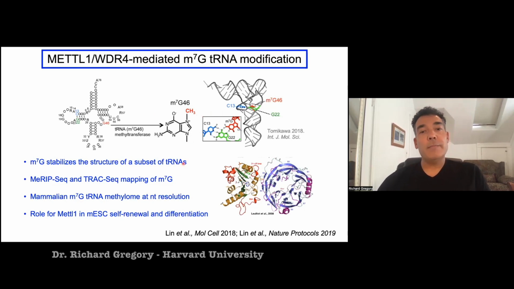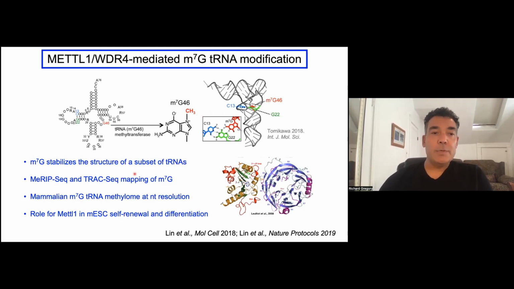And so very little had been done in mammalian cells, so we developed two new methods. One involves an M7G antibody, which we refer to as methyl-rib-seq, and the second is a chemical-based modification detection method that is able to map M7G throughout the transcriptome at single nucleotide resolution.